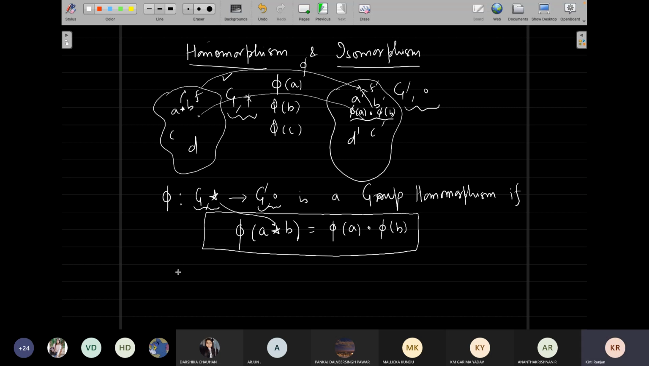So some of the simple repercussions are something like this. Phi A is equal to phi B is possible even if A is not equal to B. What does that tell you? Even if the elements are different in my first group, which is the left side G, the mapping results in the same phi A and phi B. So what kind of mapping is this? Two distinct elements mapped onto the same element.